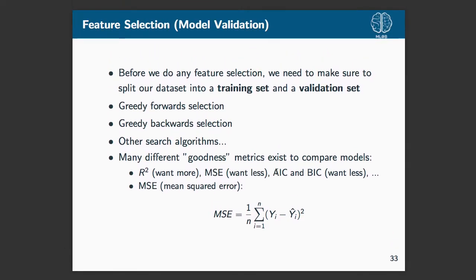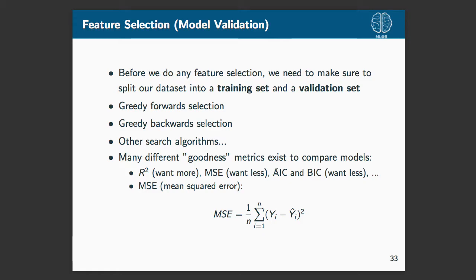So I have a model, but I need to have some way to measure my model, measure the goodness, some metric that I can use to compare models. And there's a lot of different metrics. So R squared is something you might have heard of. R squared measures the proportion of variability in the independent variables that's captured by the dependent variable.